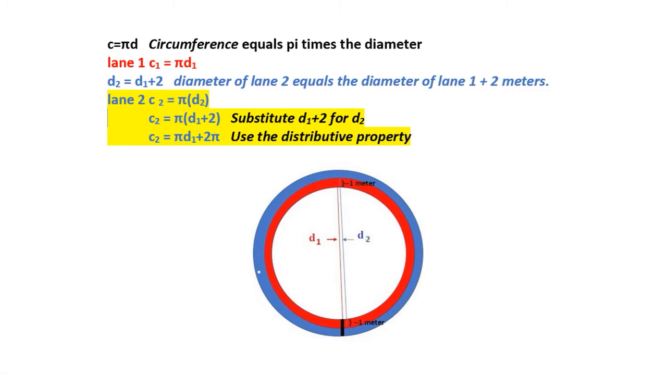And we're going to use that fact to point out that diameter of lane 2 is equal to diameter of lane 1 plus 2. So in our formula for circumference of lane 2, we're going to do a substitution. Instead of d2, we put d1 plus 2. And then you see on that last line, we use our distributive property. So we have circumference of lane 2 equals pi times diameter of 1 plus 2 pi.